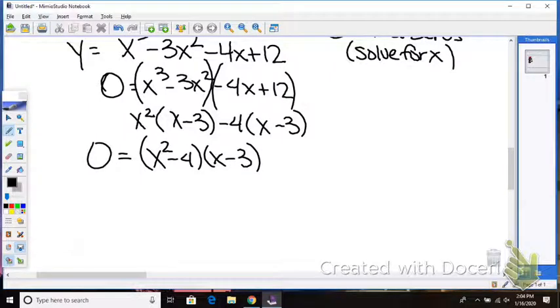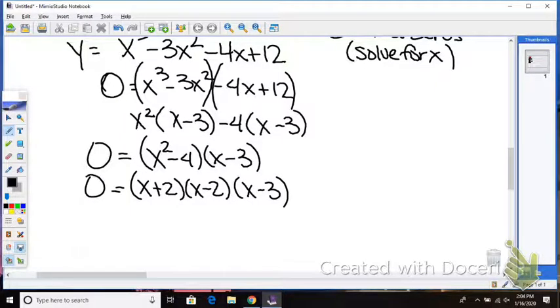What can this factor down to? X plus 2, x minus 2. Good. And then you have your x minus 3. And what am I going to do with each one of these factors? Set them equal to 0. When you do that, you're going to come up with your x values. So here we have x equals negative 2. Here we have x equals 2. Everybody see where I'm going with that? Yeah. So I'm skipping over writing that out. And here I have x equals 3.